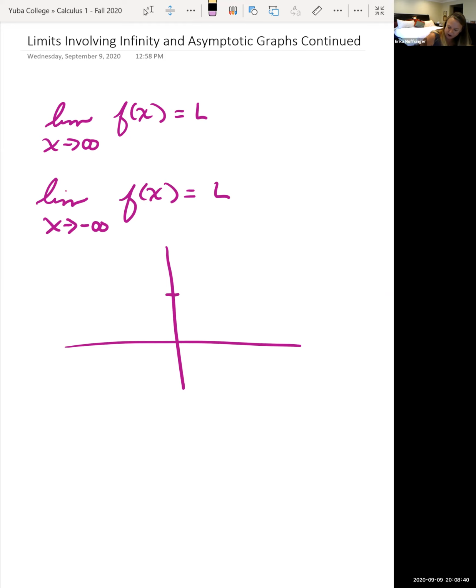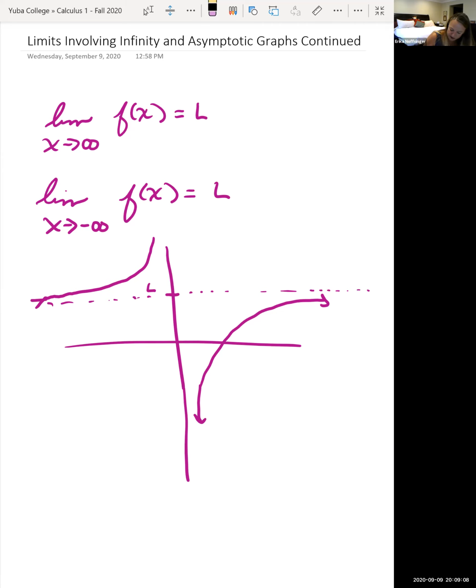So let's say we had our y value L here. What this is saying is x is going to positive infinity, our graph is going to start hugging this horizontal line y equals L. It might look something like this. Or as x is going to negative infinity, you also could be hugging this line, y equals L. So those are horizontal asymptotes.